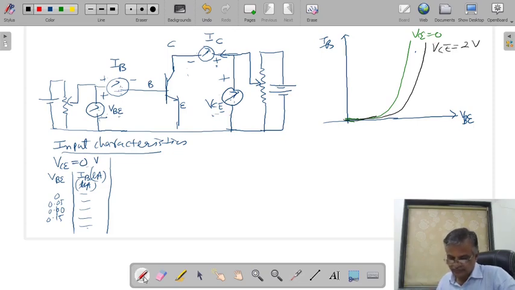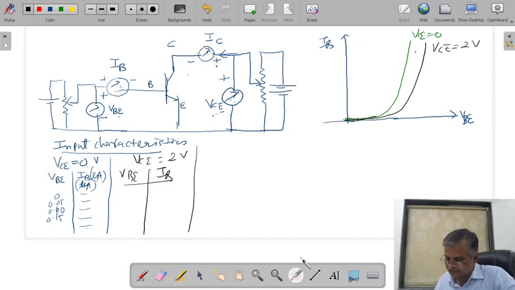Now another graph. Keep VCE at a higher value, 2 volt, 4 volt. Vary the VBE in a suitable step. Note down the corresponding value of the base current. And the graph of base current versus VBE is as shown in the figure. This is as shown in the figure. Here, the second one. Now let us discuss this graph.